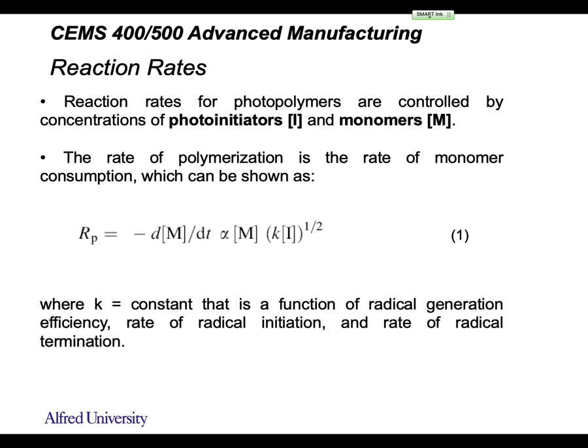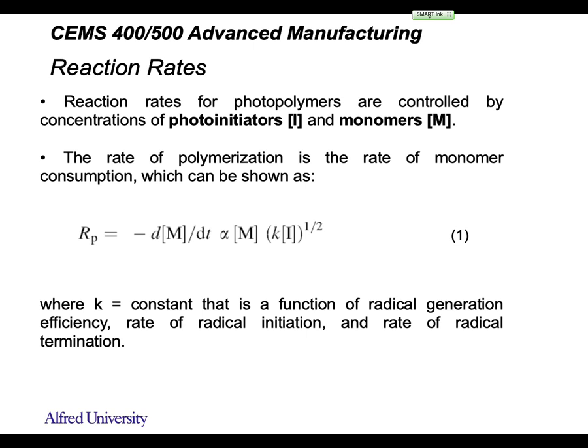That stands for how much monomers are consumed. So that can be calculated by the differentiation of monomers over time. Right? It's related to the rate of the monomer consumption, and that is proportional to monomers and initiators. And here we have the K constant, that is a function of radical generation efficiency, rate of radical initiation, and the radical termination. So that is this constant K that is related to the types of your initiator, right? Because that will control all this radical generation and initiation and termination, right? So that's based on the type of initiator you choose.